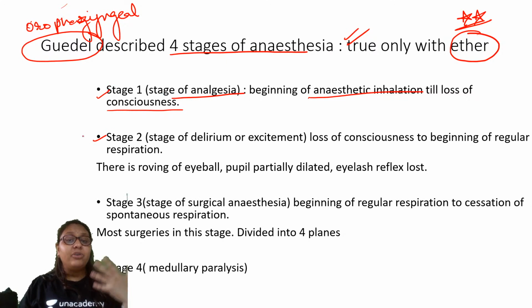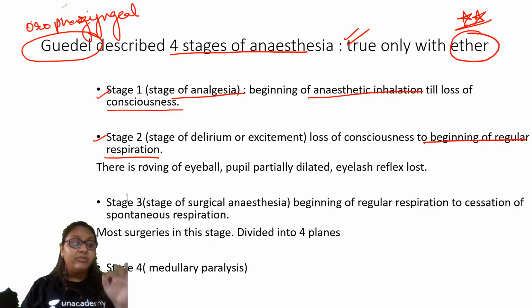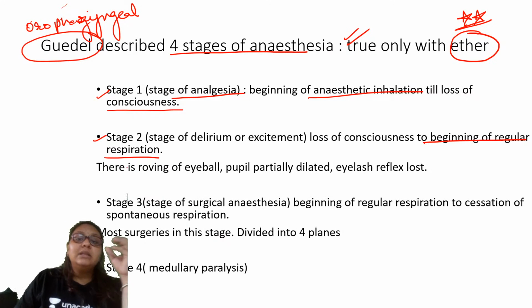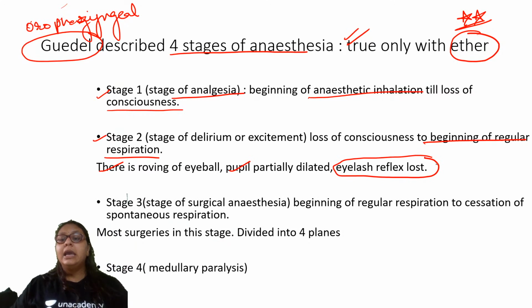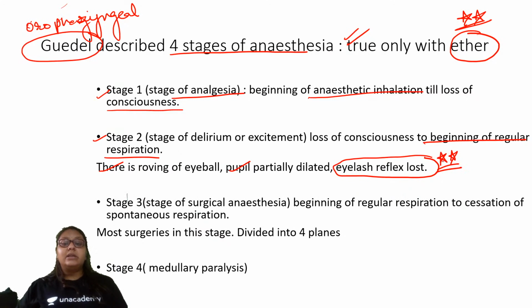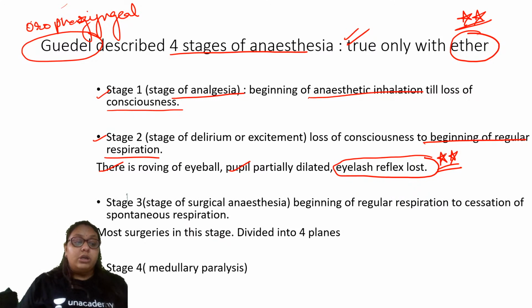Second stage is the stage of excitement or delirium, that is from the loss of consciousness till the beginning of the regular respiration. And remember, it is in this stage that we have roving of the eyeball, the pupils start dilating, and also the first reflex to be lost, it is the eyelash reflex, which occurs in the second stage. Remember this, the eyelash reflex is also lost.